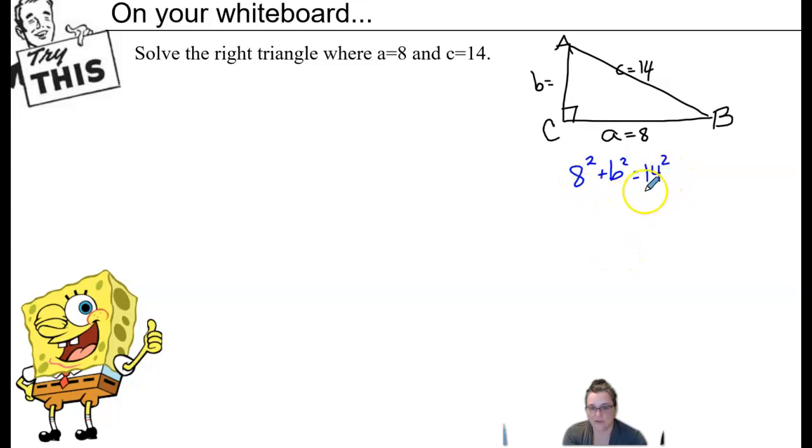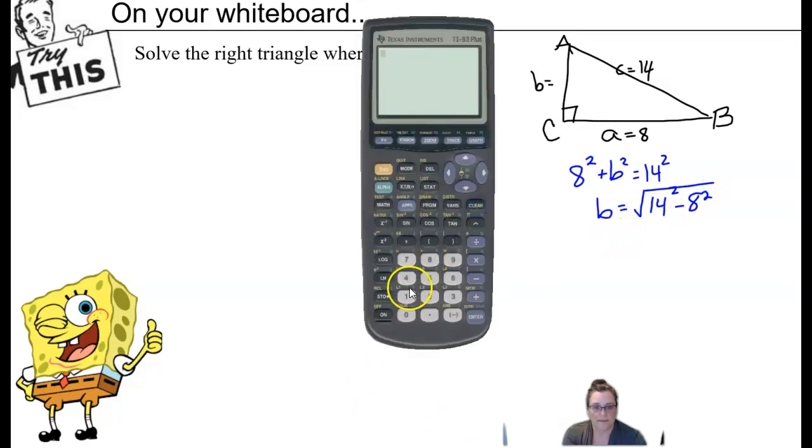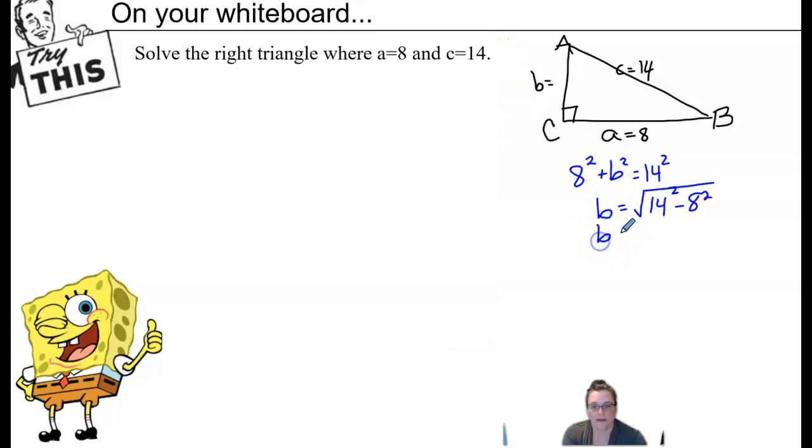So I would subtract 8 squared from both sides, square root both sides to get rid of the square, and my side b by itself then, and it would be plus or minus, but since it's a triangle, I'm going to just keep the positive, which is going to be 14 squared minus 8 squared, and that's all under my square root. So in the calculator, I'm going to enter that quantity, 14 squared minus 8 squared, and that's 132. So b is exactly equal to the square root of 132.